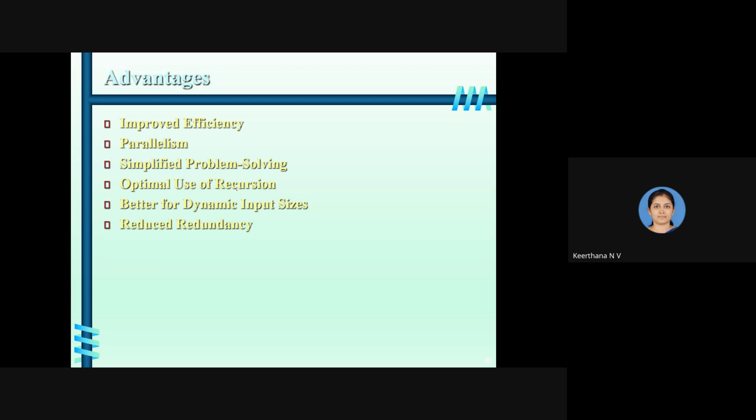So the second thing is parallelism. How is parallelism achieved here in divide and conquer? I will be dividing the method into sub problems, right? These sub problems are running parallelly and achieving your result. So this saves your time.